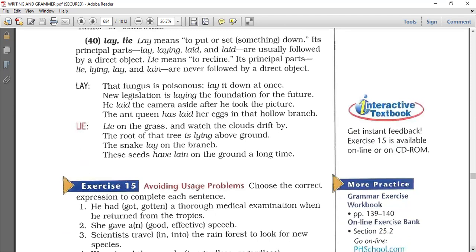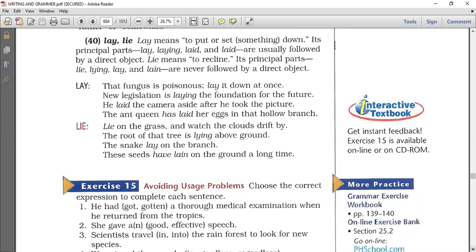Lay and lie. Lay means to put or set something down. Its principal parts: lay, laid, laid. And when we add ing, we add the ing without any change. Lay, laid, laid are usually followed by a direct object. Lay is a transitive verb. It needs a direct object.